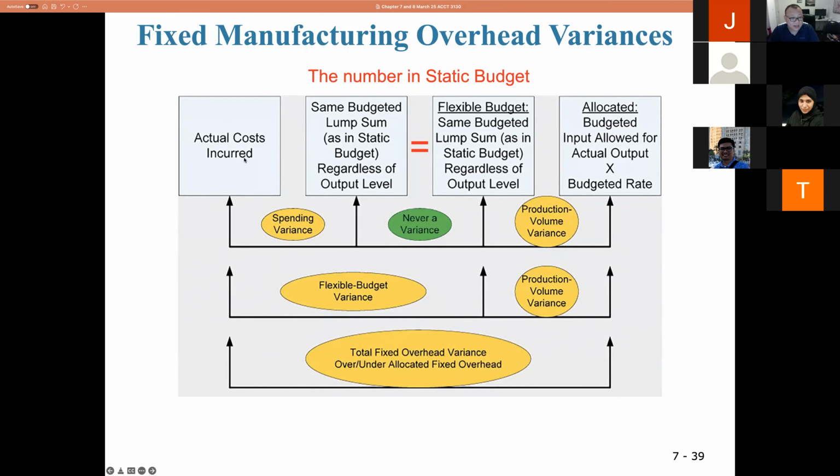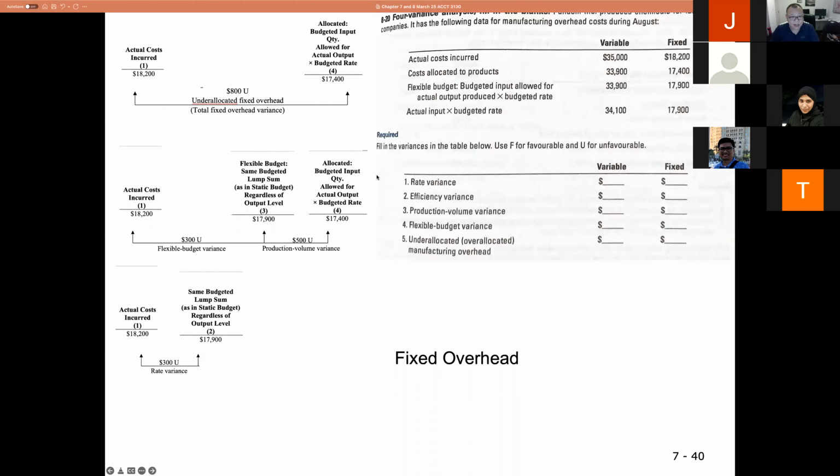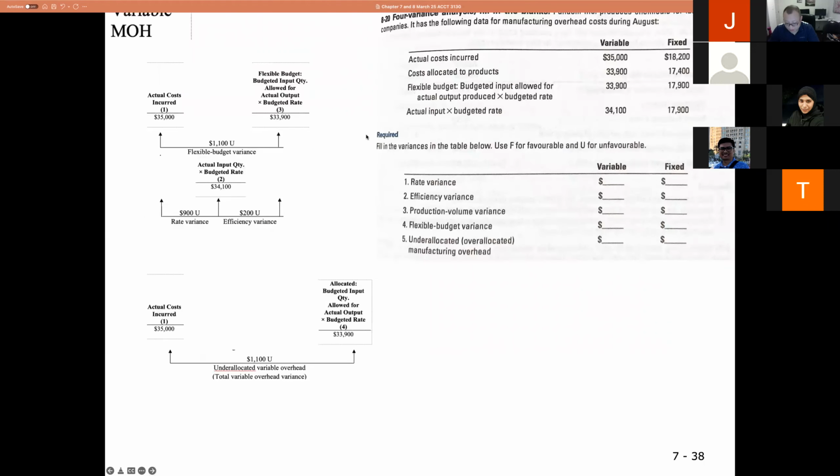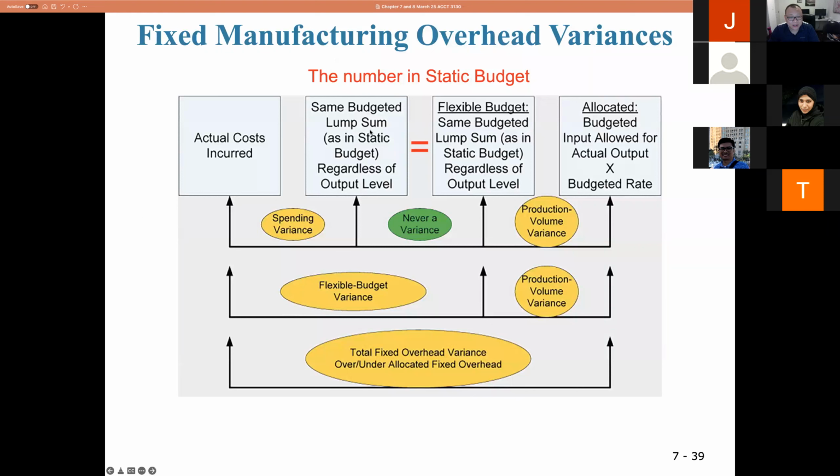Okay, and why? Because these two are the same, right? So when you compare these two numbers, there's never a variance. These two are the same.